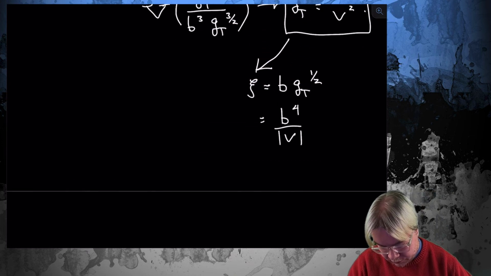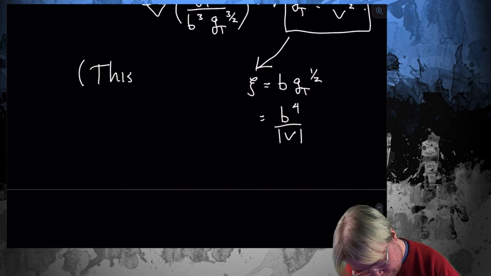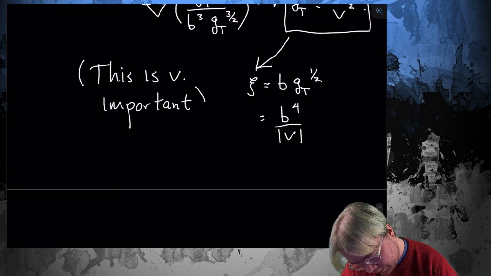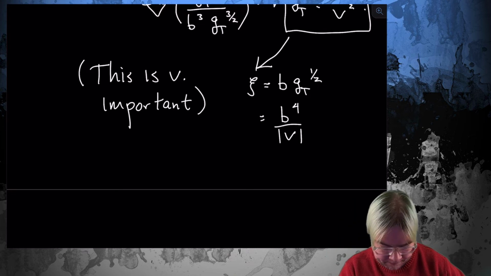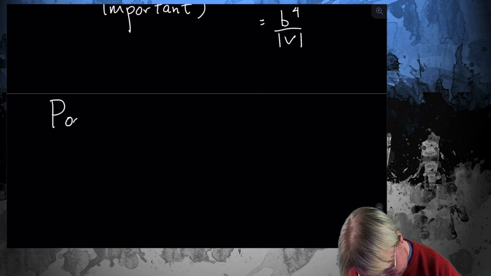So now we can do the poor solvent case. We're going to come back to this. This is very important. And I'll show you what it means on a graph in a second. But now with this information, we can use this to do the poor solvent case.